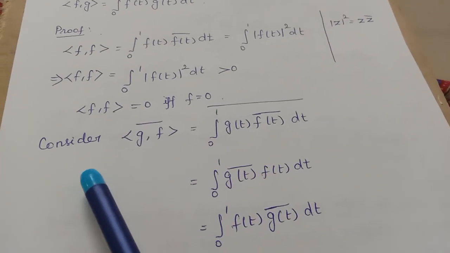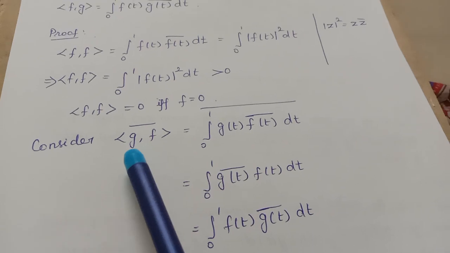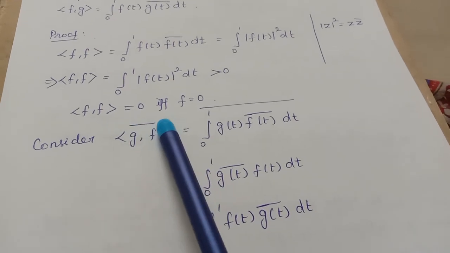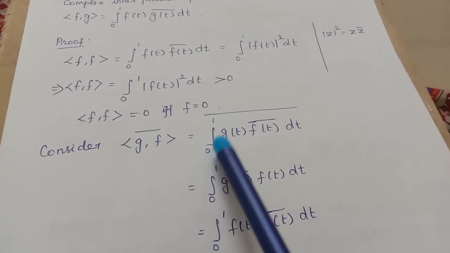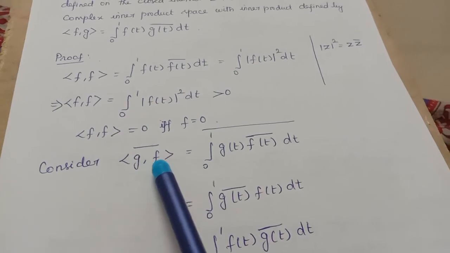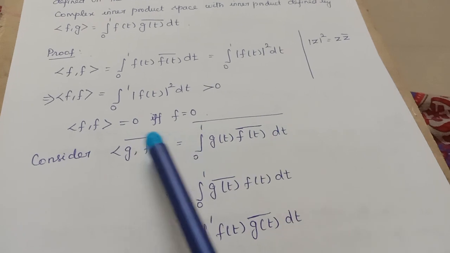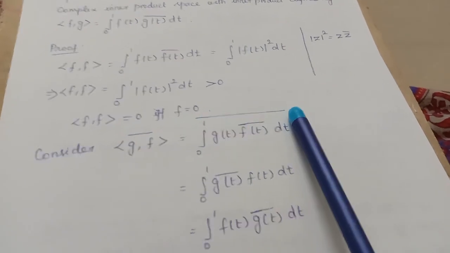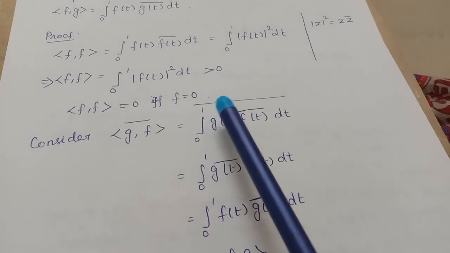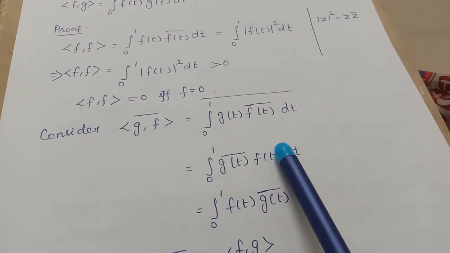So for the second one, I am taking the right hand side. Consider the conjugate of the inner product of g, f. This is equal to the integral from 0 to 1. What is the inner product of g, f? It equals g(t) into f(t) conjugate dt. So here the conjugate is there, no? So that conjugate I am putting here. So equal to, now you apply this conjugate over this one.